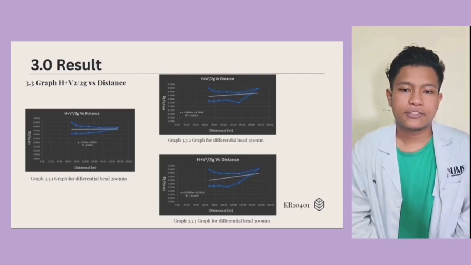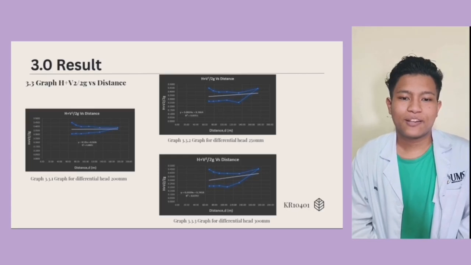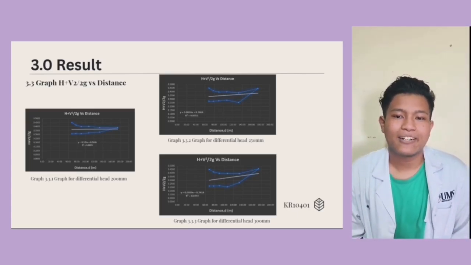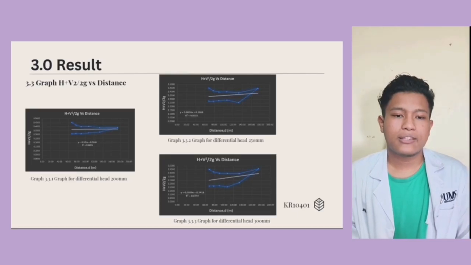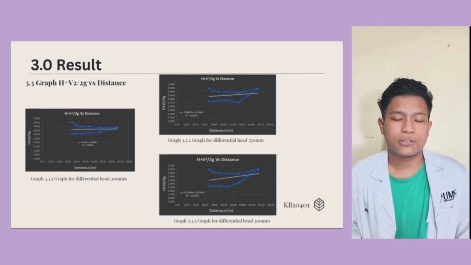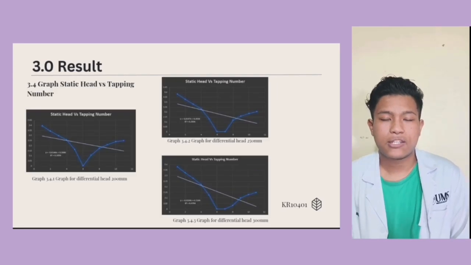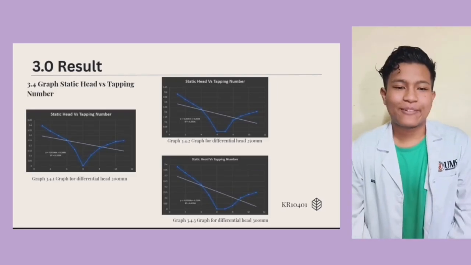Finally, the fourth graph shows total head versus tapping number. Despite some small fluctuations, the total head remains relatively stable across all tapping points. The stability demonstrates that even as pressure drops, the increase in velocity balances the energy, thus confirming conservation of energy in the system. We move to methodology.